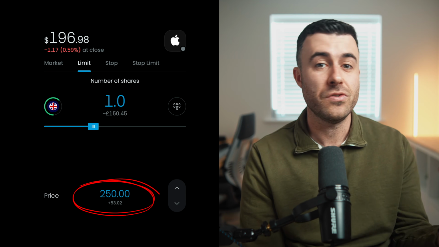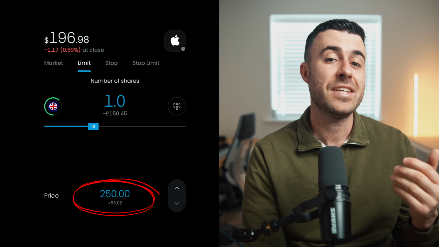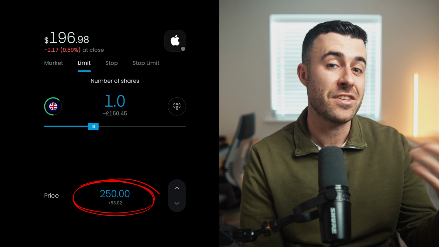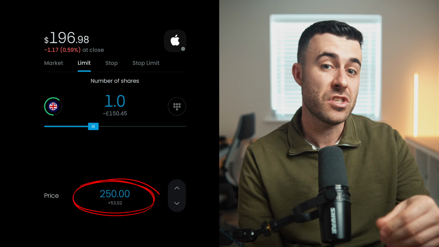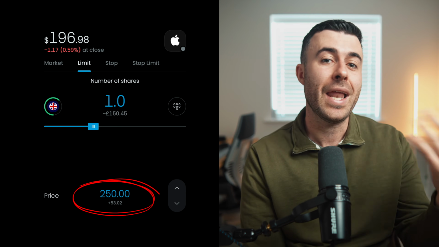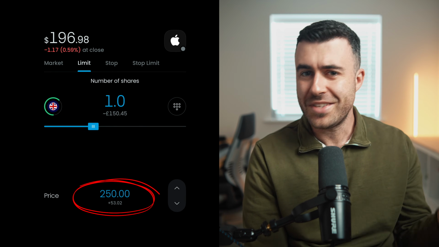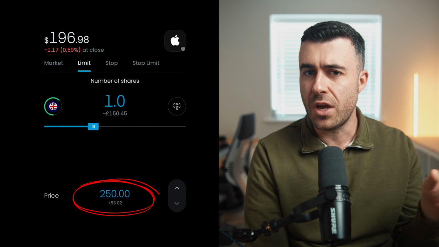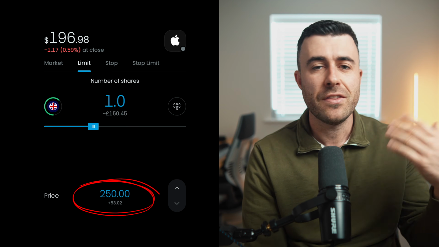Now, when it comes to a limit sell, this is basically the same, but of course this time you set a target price in the future. For example, using Apple stock once again, you could set a target of $250 that the stock price would have to reach, and if it reaches that target, it will execute a market sell order, once again likely being a couple of cents or so higher or lower than the price that you've actually set.